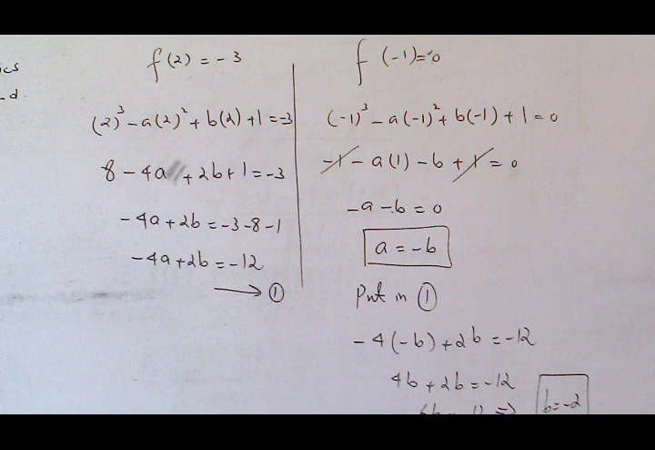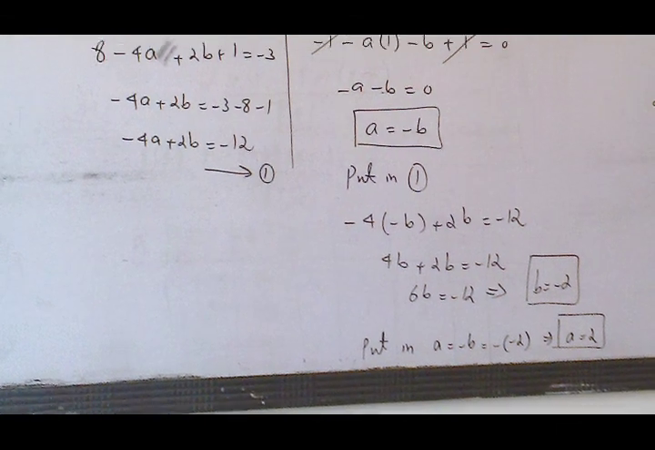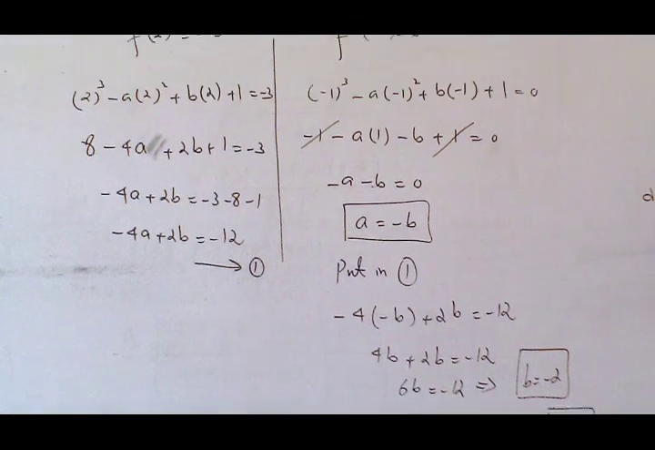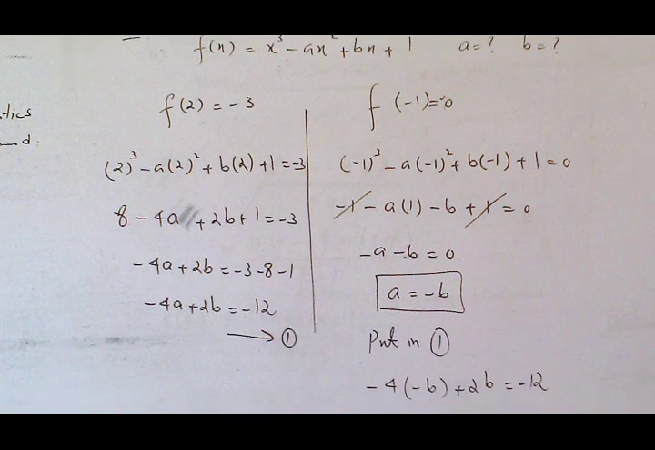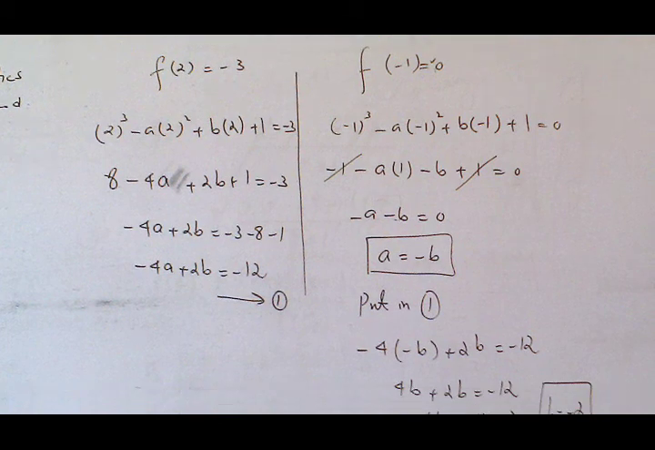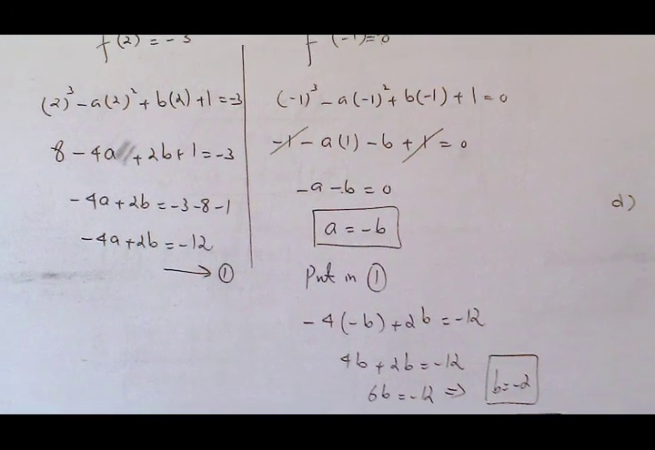Now we have two equations. We put a is equal to minus b in equation number 1 and get the values of b and a. First we put these values in the question. We form these equations and then we solve these equations.